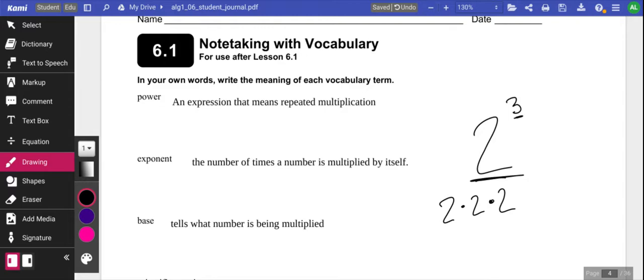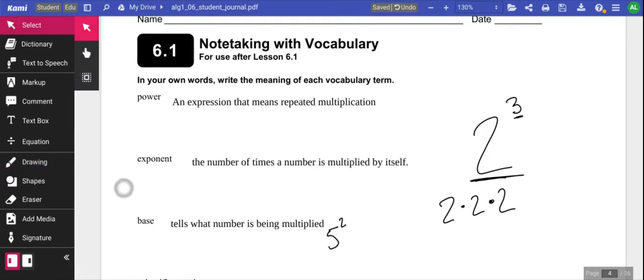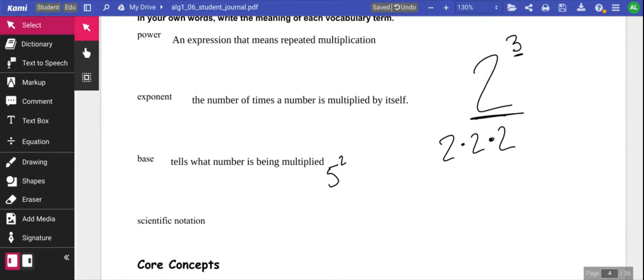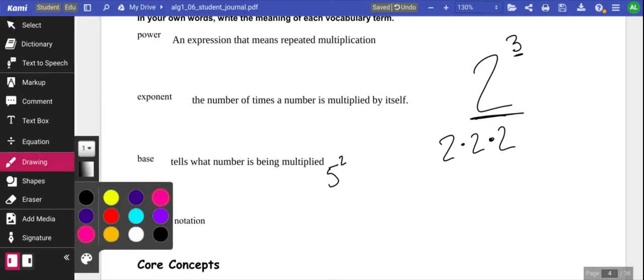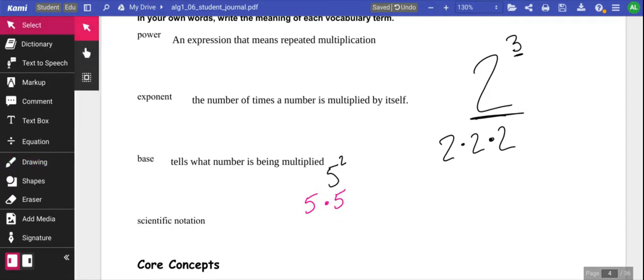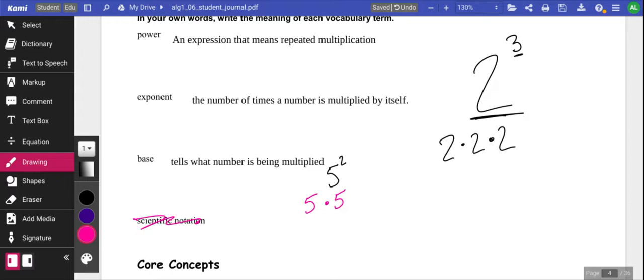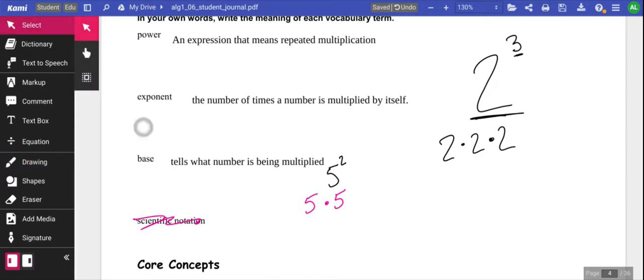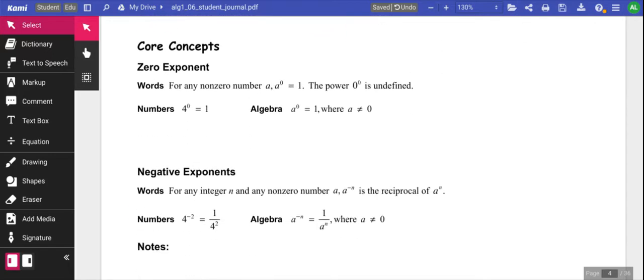Let's do something else. Let's do 5 to the second. 5 squared. Okay, that's 5 times 5. It also has scientific notation in here, but I don't care about scientific notation right now. I don't know why it puts it in this chapter. We don't care about it right now. I don't know if we're ever actually going to care about it. All right, so let's move on.